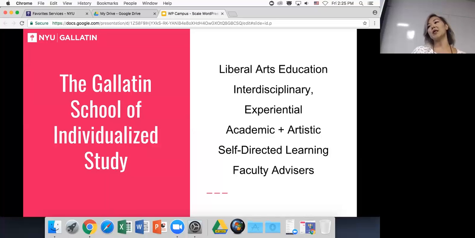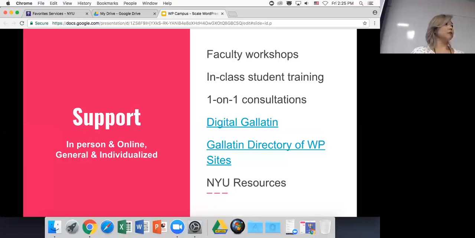Our curriculum is interdisciplinary and experiential. It's a blend of academic and artistic. So we don't really have a set curriculum. Our school is unique in the sense that our students develop their own plan of concentration in conjunction with a faculty advisor. So our school is kind of small in the larger scope of NYU.